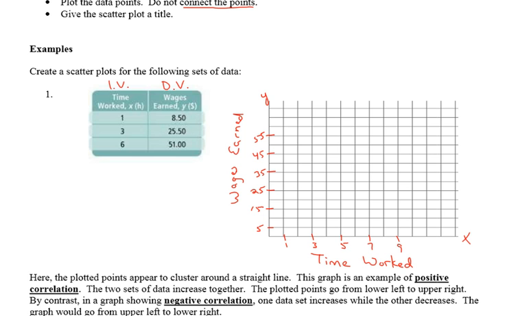Now, when you create scatter plots, all you're doing is plotting the points that are in the table that's given to you. So at 1 hour worked, I'm going to plot a point at $8.50. At 3 hours worked, I'm going to plot a point at $25.50. And at 6 hours worked, I'm going to plot a point at $51.